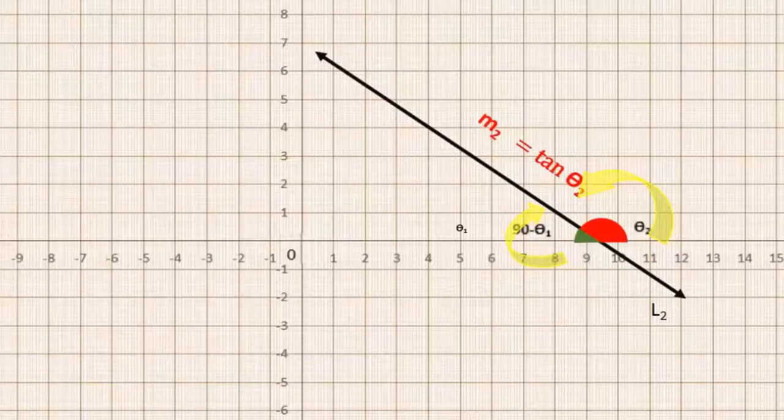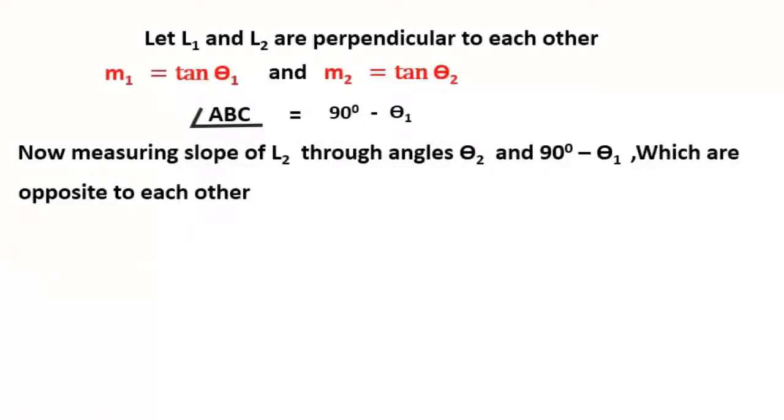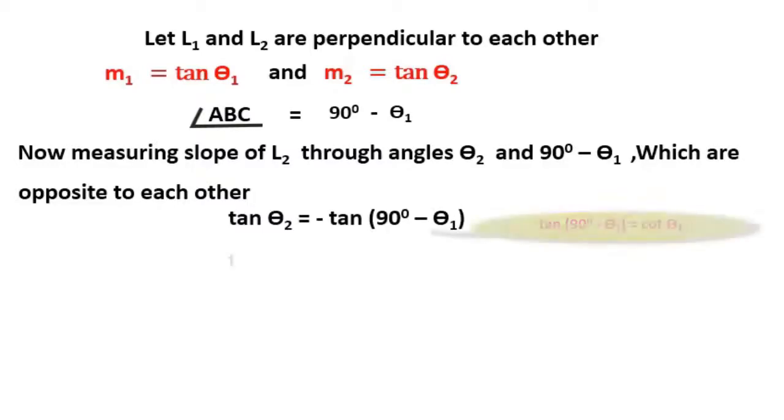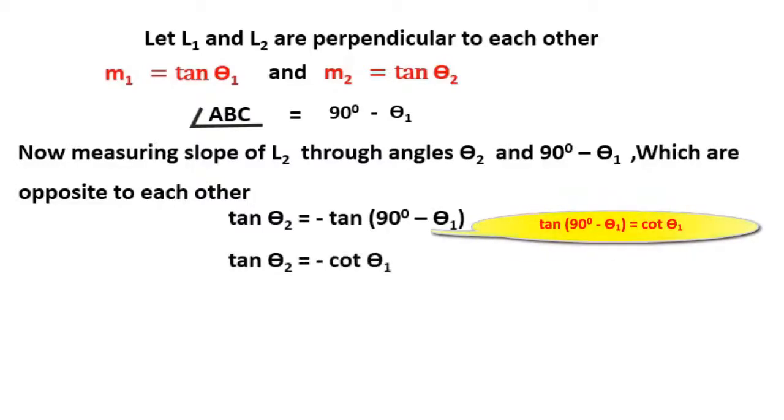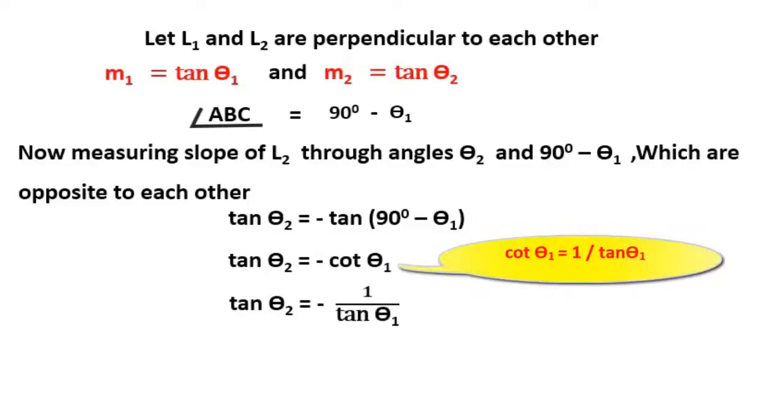is equal to the negative direction of x-axis, minus tan of 90 degrees minus theta 1, which implies tan theta 2 is equal to minus tan of 90 degrees minus theta 1, which is equal to minus cot theta 1. Tan theta 2 is equal to minus 1 by tan theta 1.